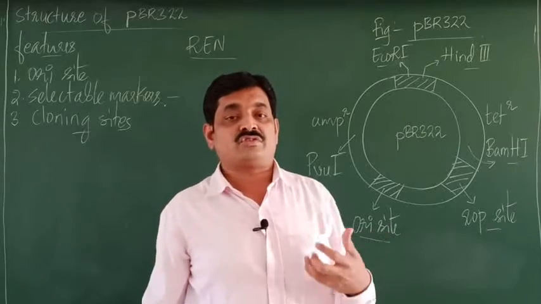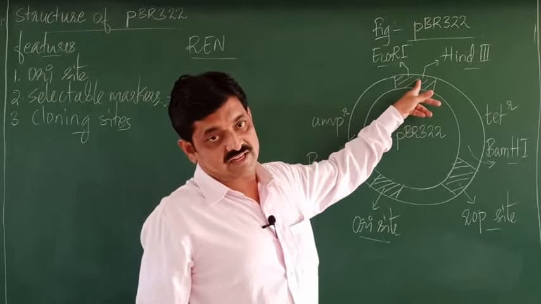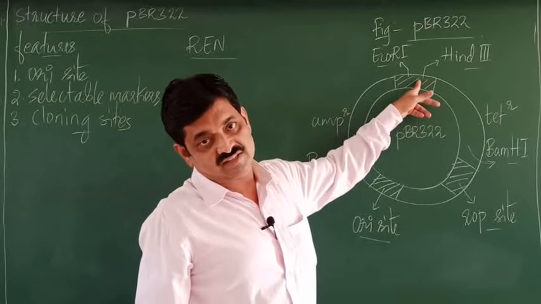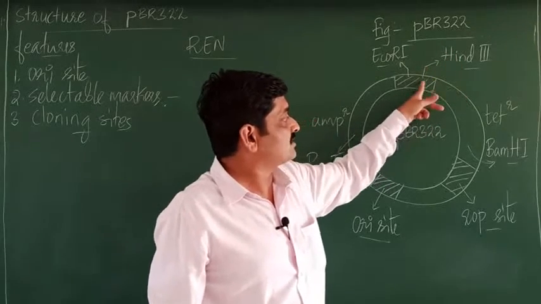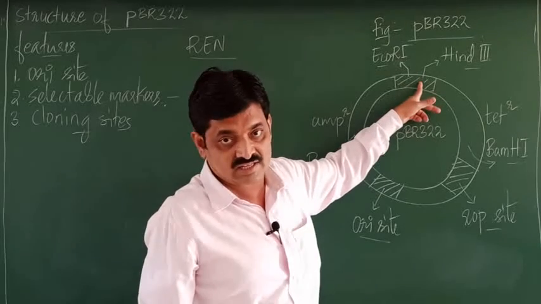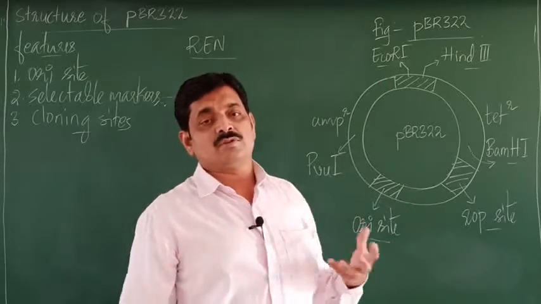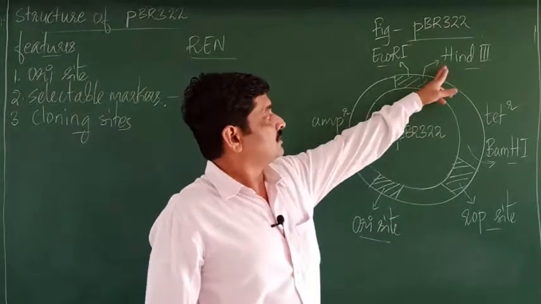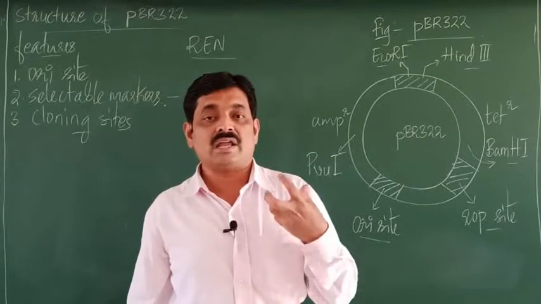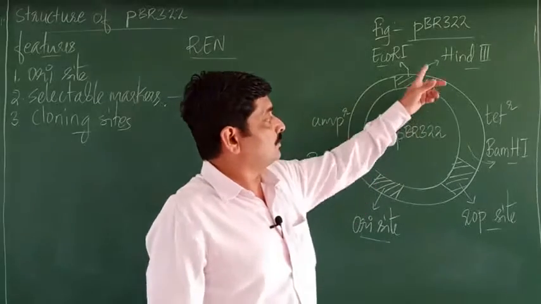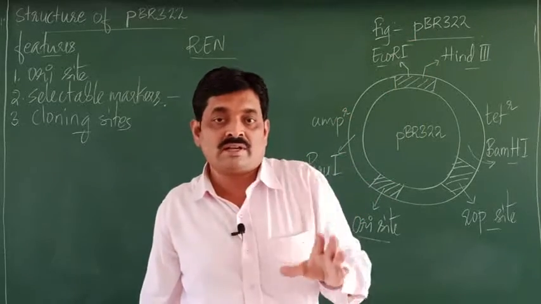This is another restriction endonuclease. So this is the cloning site, where the plasmid is cut by this restriction endonuclease. This enzyme acts at this site, so this site becomes a cloning site for the enzyme HindIII. This enzyme is obtained from another bacterium, Haemophilus influenzae, from which this restriction endonuclease is isolated.